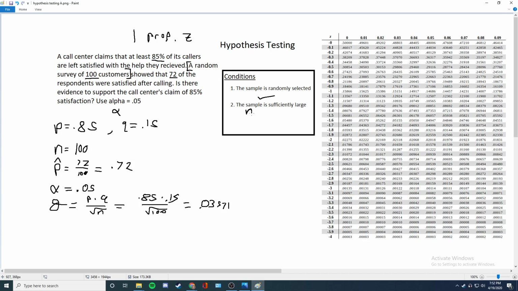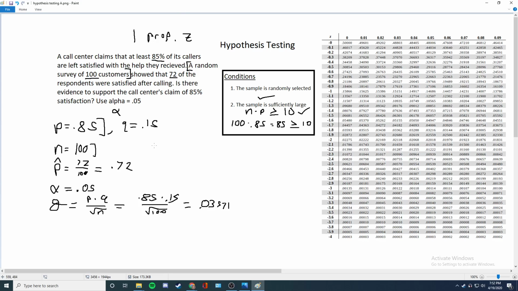And now the sample is sufficiently large, or the sample is big enough, which is super vague, but there is actually a definition for that. In this case, sufficiently large or big enough means N times P is at least 10. To check this, we'll just multiply our N and our P. So 100 times 0.85 equals 85, which is definitely greater than or equal to 10. So this is also checked off, and now we can continue with the test.